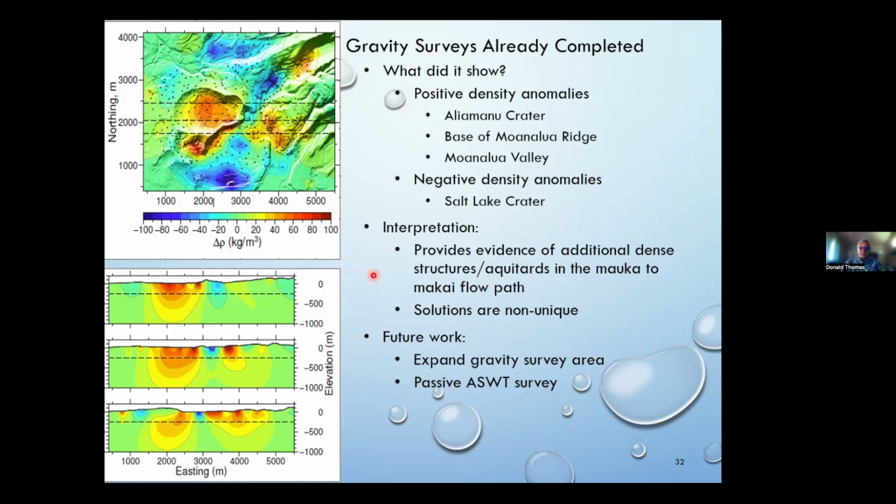One of the things I wanted to point out is that in these gravity anomalies, the solutions are non-unique. There are a number of different conceptual models for these intrusive bodies that will satisfy the same data set. By increasing the number of data points, we can narrow those down. We will also investigate using passive seismic surveys over the region of these high density features to try to better image those as well.